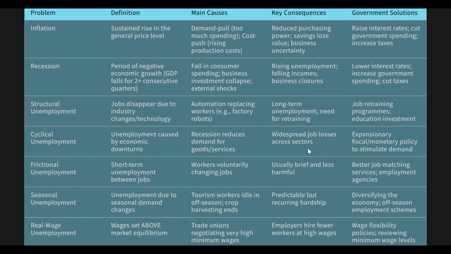Then there's cyclical unemployment. That is unemployment due to an economic downturn. So like a recession going on. And well, when there are recessions, we use our monetary policy with the interest rates and our fiscal policy with the taxes to fix that.